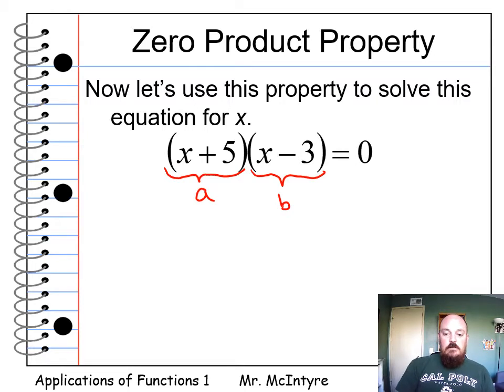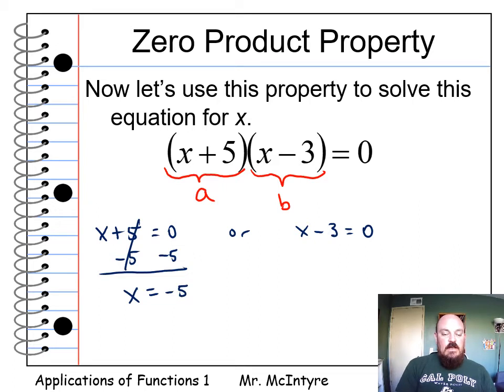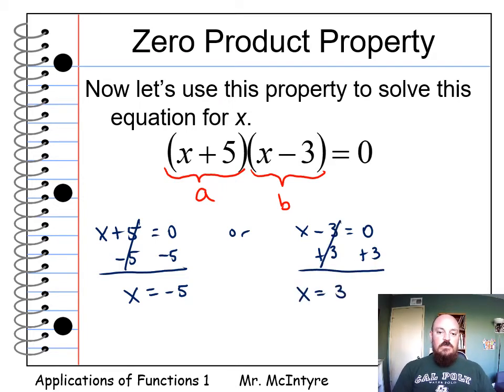So we can separate it. We can say either the first one, x plus 5 equals 0, or the second one, x minus 3 equals 0. And we can solve those very easily. Each one is one step. The first one, if I subtract 5 from each side, we end up with x equals negative 5. And for the second one, if you add 3 to both sides to cancel out that minus 3, you end up with x equals 3. And those would be the answers to this question.